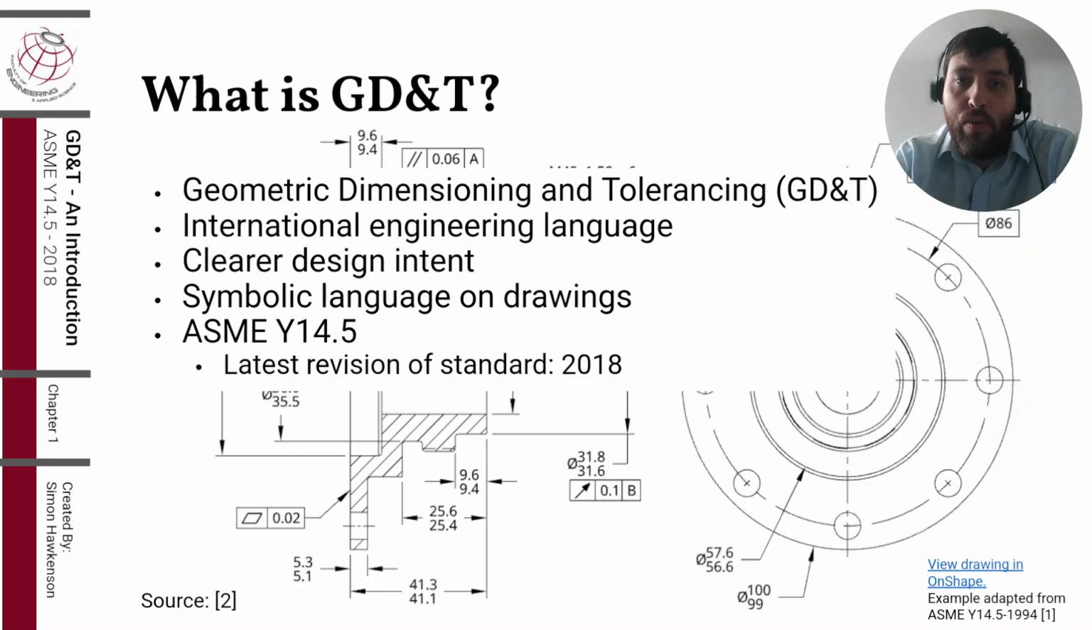So we know what it looks like on a drawing, but what is it? GD&T is short for geometric dimensioning and tolerancing. The name gives away what GD&T is about. It's about geometry more than it is anything else. It is an international engineering language that uses a standardized set of symbols to precisely define the geometry, the design intent, and the allowable variations of a part.